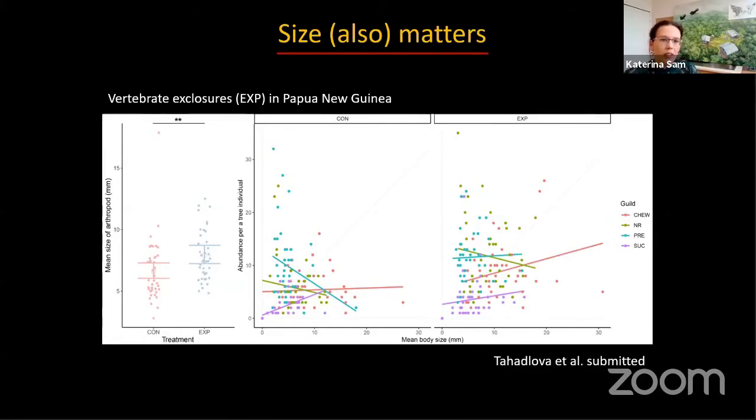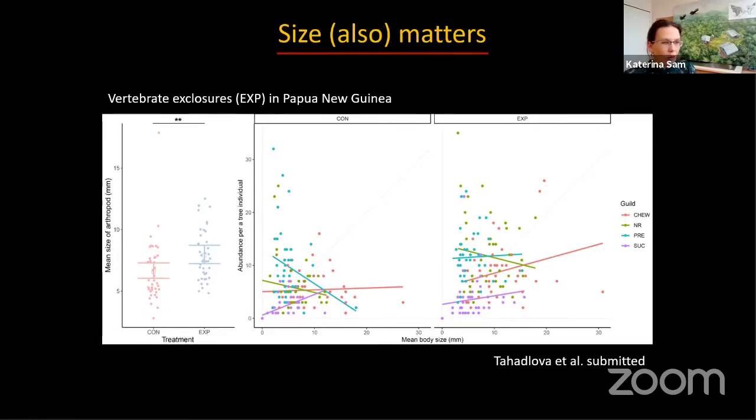The other aspect which is always important to consider when we are looking into the results of exclusion experiments is the body size, because in all the exclusions we were conducting so far, we observed that in the resulting community on the excluded branches, where the predators had no access, the mean arthropods are actually bigger, which is very simple. The predators are usually big, they are eating big prey, and if they don't have access, the bigger individuals are surviving happily.